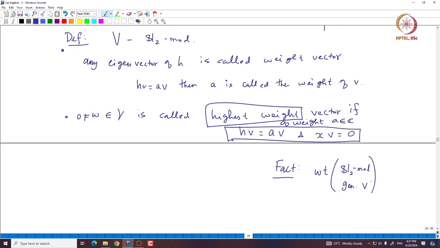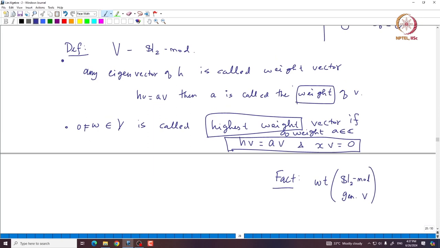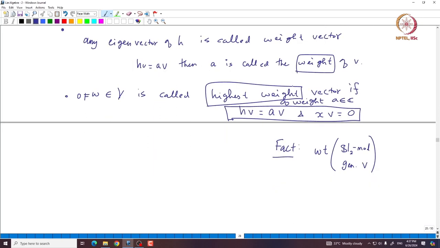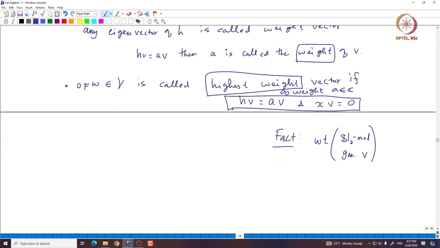because I have already defined what a weight is. If I take an H eigenvector, the corresponding eigenvalue will be called its weight. So one can talk about the weights of this SL2 module generated by V. Those will be the H weights of this module. Then one can prove that if this vector has weight A, then the weights will be contained in A minus Z plus, that is, A minus R, R greater than or equal to 0.